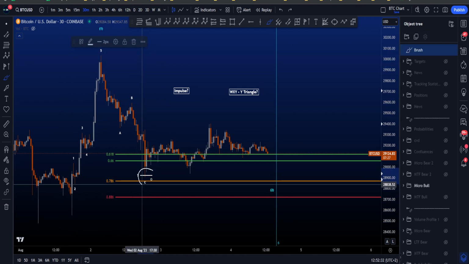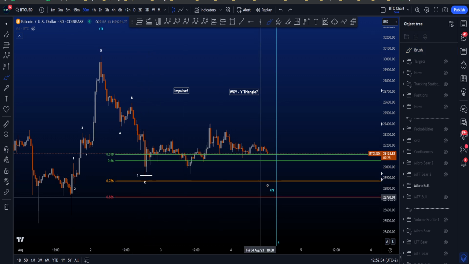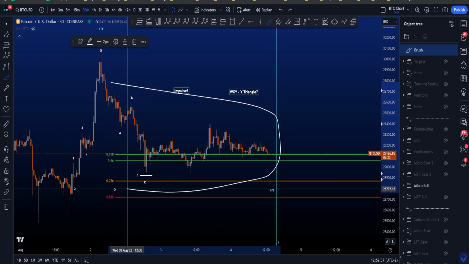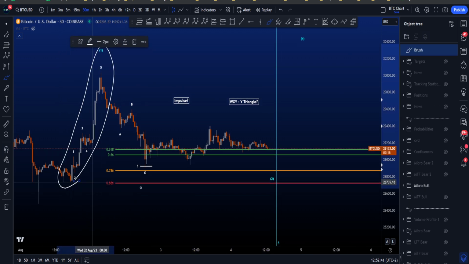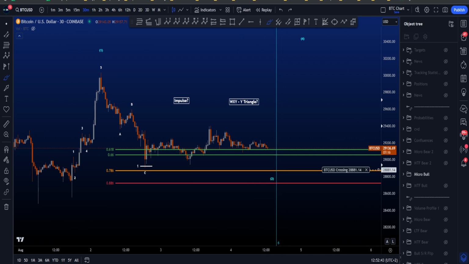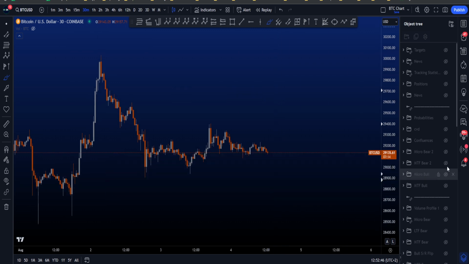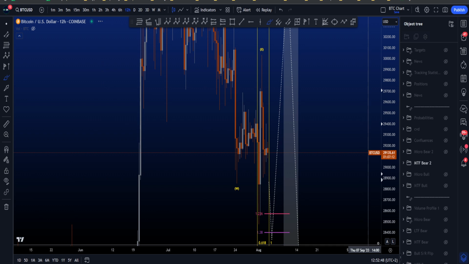And as mentioned, this low over here was very nice. But now price is almost over here. This range is almost 6 times longer than the impulsive structure, which is extremely rare for a wave 2. So not really supporting a great bullish scenario towards the upside.